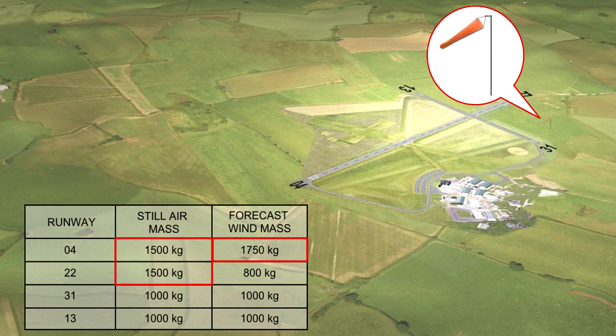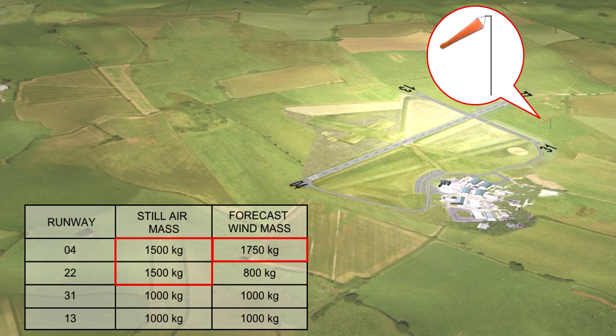If the aeroplane was dispatched at 1,750 kilograms mass, and then on arrival at the airfield the wind was less than the forecast wind, the aeroplane would not be able to land. Therefore, the aeroplane must be dispatched with a mass of 1,500 kilograms. Dispatching the aeroplane with this mass would mean that no matter what wind conditions prevail at the destination airfield, the aeroplane will have a mass which will allow it to land at the airfield.